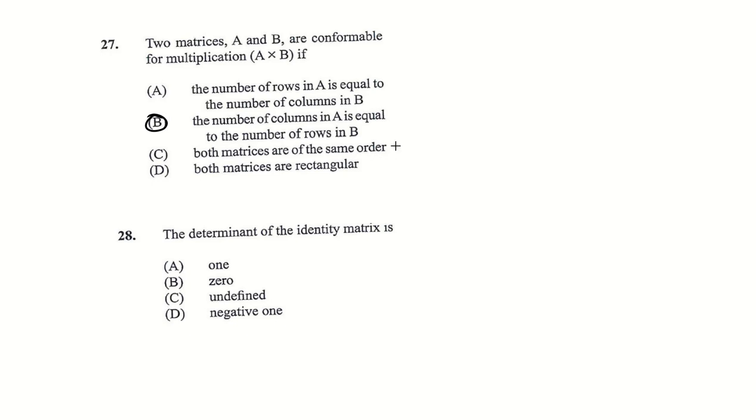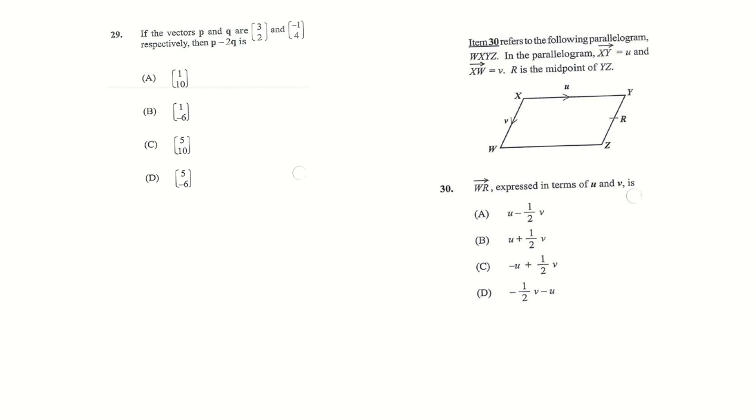Both matrices are of the same order, not necessarily. Both matrices are rectangular. Okay. The number of rows in A is equal to the number of columns in B. That is not what we check. We always check the number of columns in your first matrix and the number of rows in your second matrix to make sure that they're equal. The determinant of identity matrix, it is 1, right? 0 would be incorrect. That is a singular matrix, right?